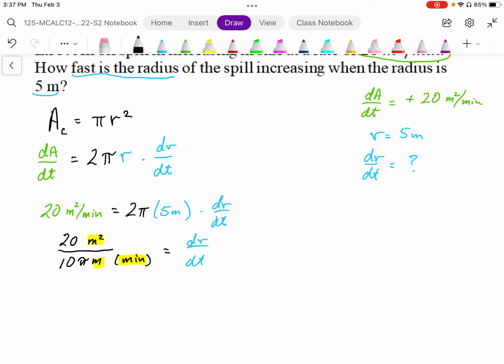So it's going to be 20 divided by 10 pi, so 2 over pi meters per minute, and that's dr/dt. So the radius is changing at approximately 0.6, somewhere around there, meters per minute.